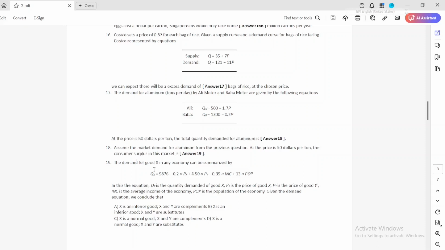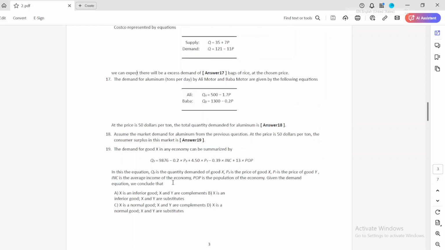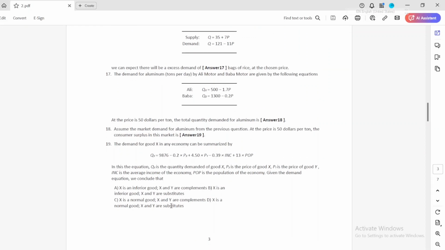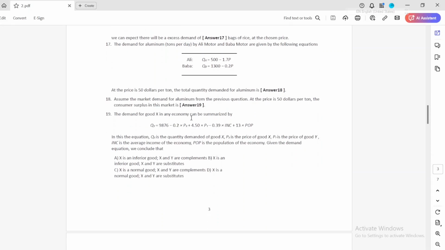Okay, so in this question you are given a demand relation and you are asked to comment on X as well as the relationship between X and Y. So first we need to know what is an inferior good and what is a substitute and complement.